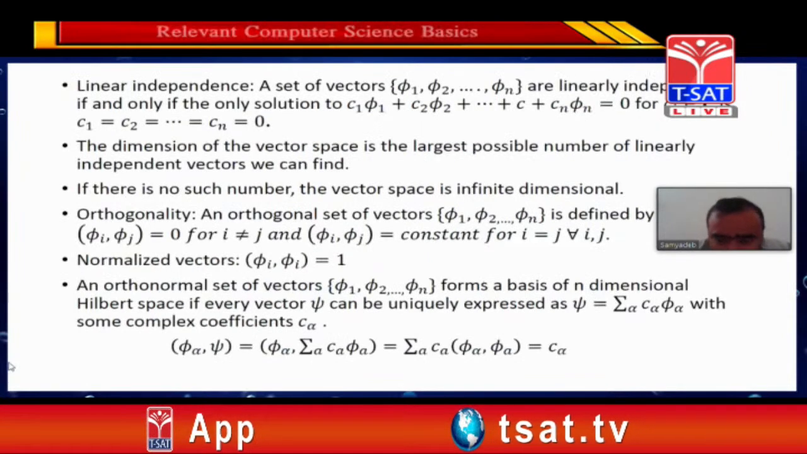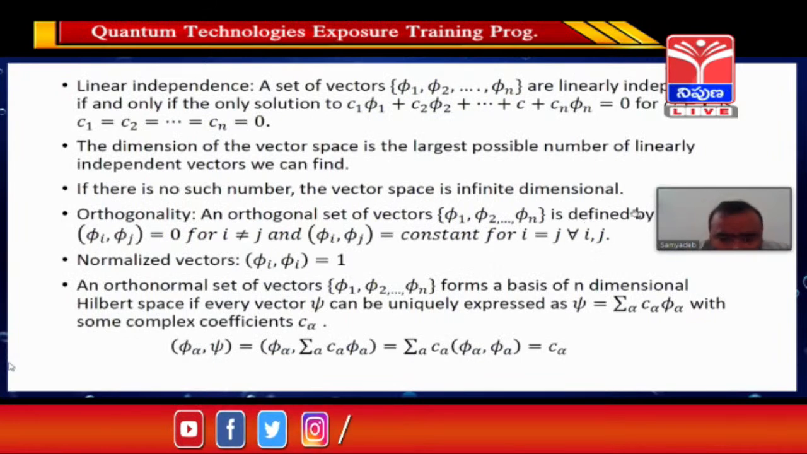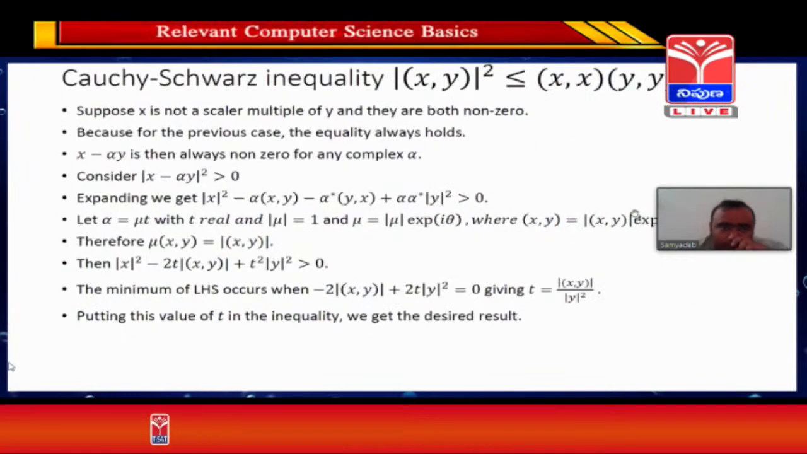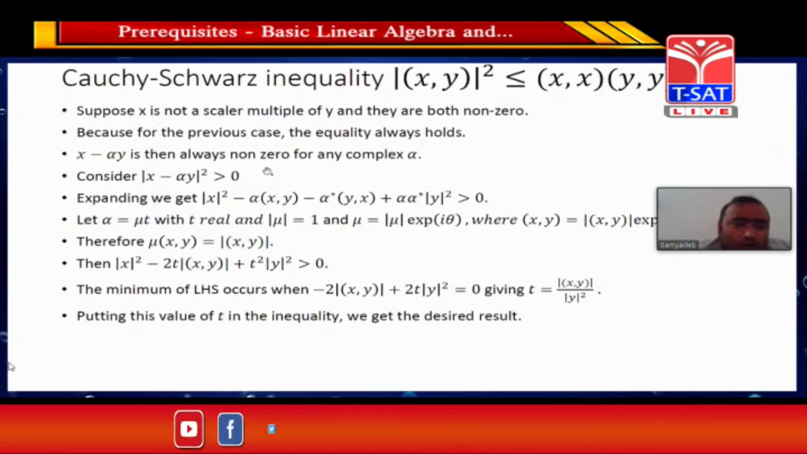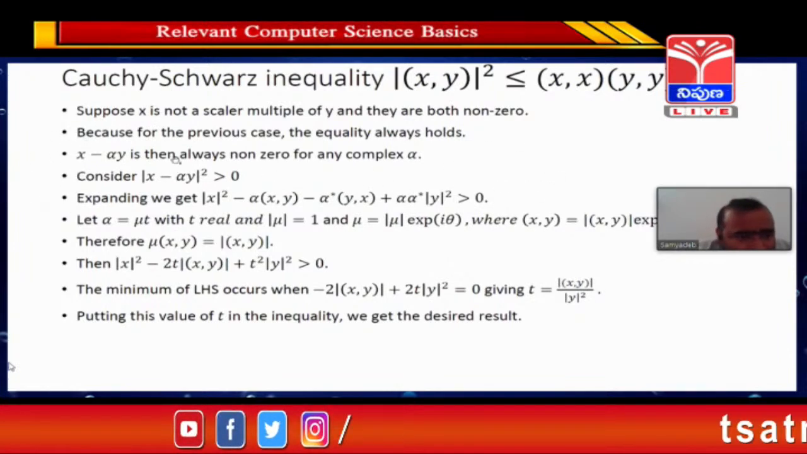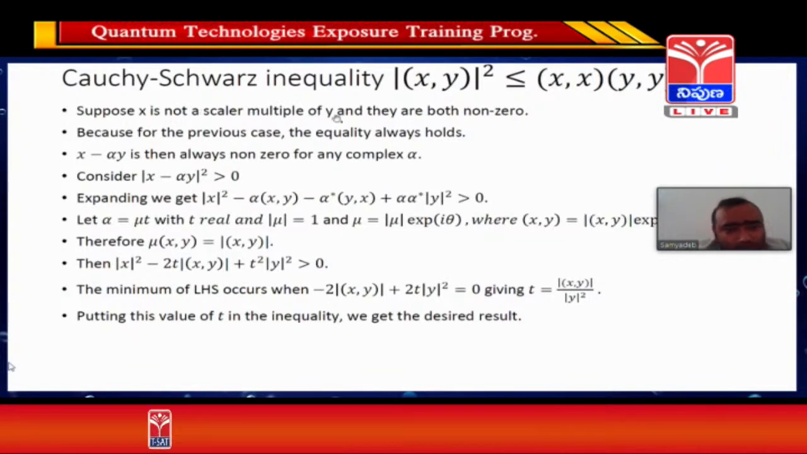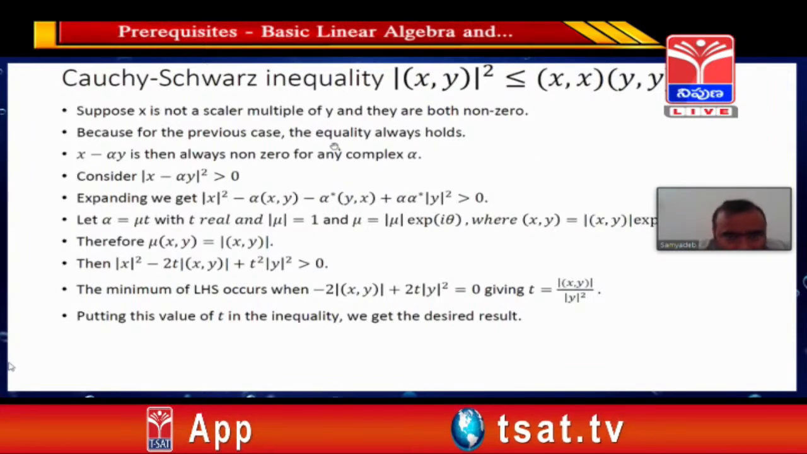Let me discuss the proof of the Cauchy-Schwarz inequality first. So let us discuss the proof. Suppose we take two elements of a Hilbert space, x and y. X and y are vectors of this Hilbert space. Suppose x is not a scalar multiple of y. That is, x is linearly independent of y.